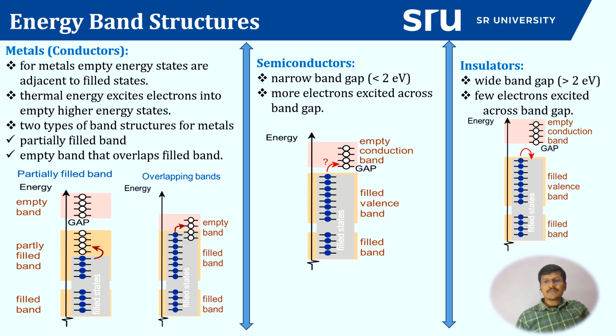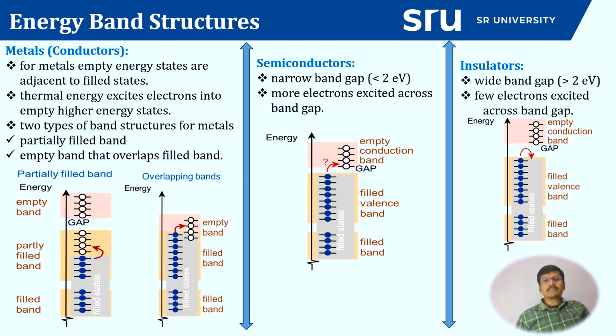Coming to the insulators. The insulators have a large band gap, greater than 4 electron volts. The room temperature thermal energy is not sufficient to excite many electrons across this energy gap. As a result, the electrical conductivity remains very low.